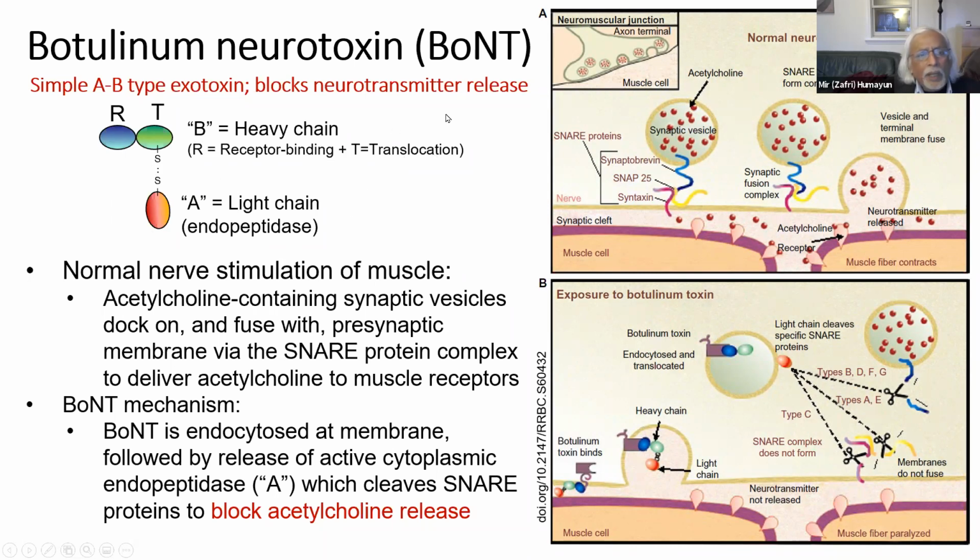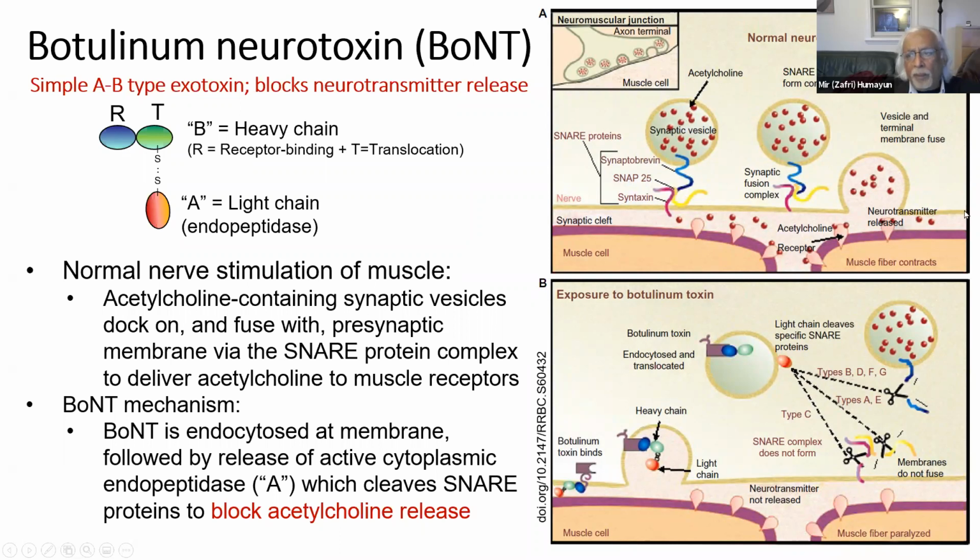Okay? In order to understand what botulinum neurotoxin does, how it brings about flaccid paralysis, you have to look at how a normal nerve stimulation of muscle works, and then understand how that normal nerve stimulation of muscle is compromised in the presence of botulinum neurotoxin. The normal situation is shown in the upper part of the diagram. What is shown in the inset here is a neuromuscular junction. Here's the neuron, here's the axon terminal, and here's the muscle cell.